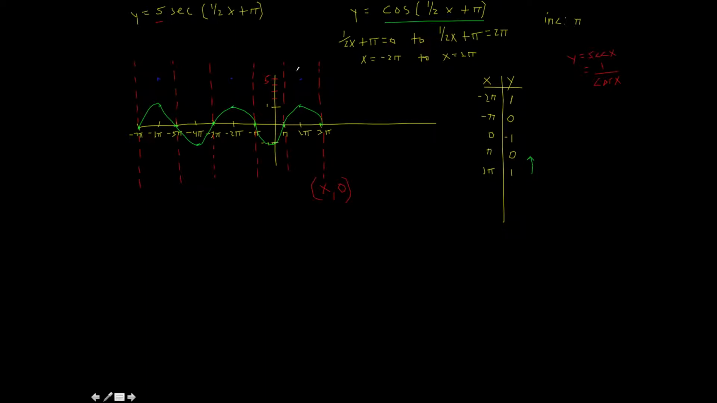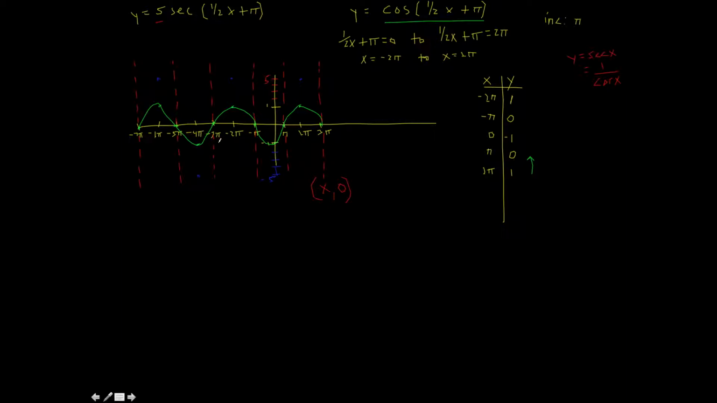Now what about the ones down here? Well, the ones down here are actually going to be multiplied by a factor of 5 as well. So instead of going to positive 5, they're going to go to negative 5. So this one right here is going to go down to negative 5. This one right here is going to go down to negative 5.